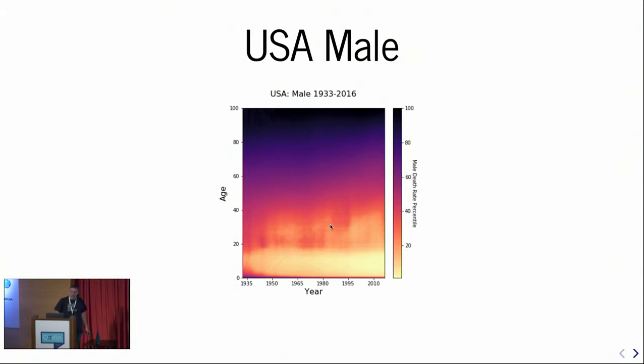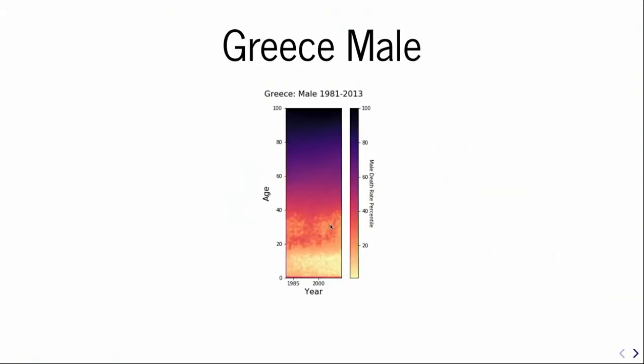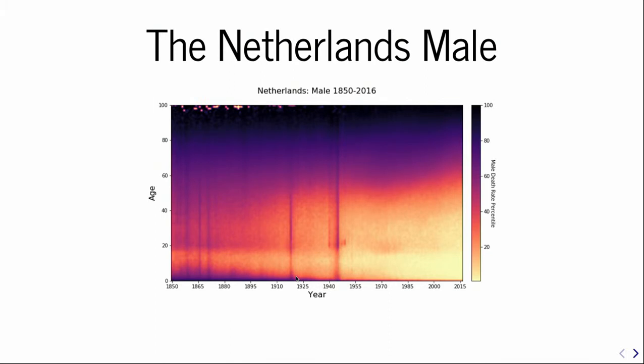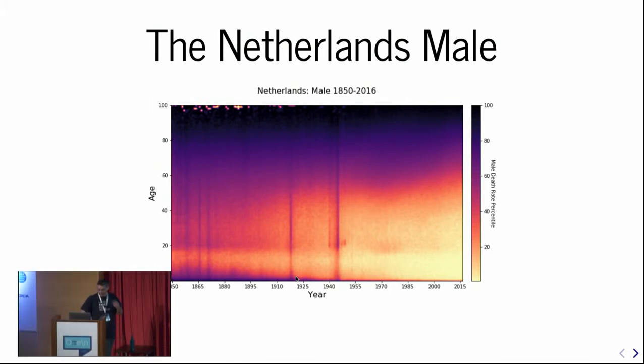We can also do this for Greece. Greece has very lousy statistics. Only 20 years, sorry, nothing to see there. And then you can also do it for the Netherlands, since we're talking about Python, and it was born there. And the Netherlands, they did well. They had casualties in the two world wars. And you see here these bright spots.